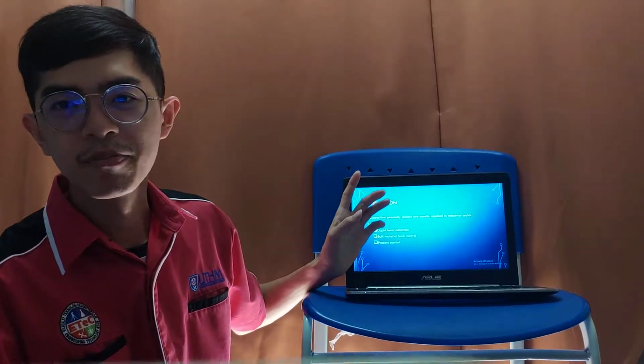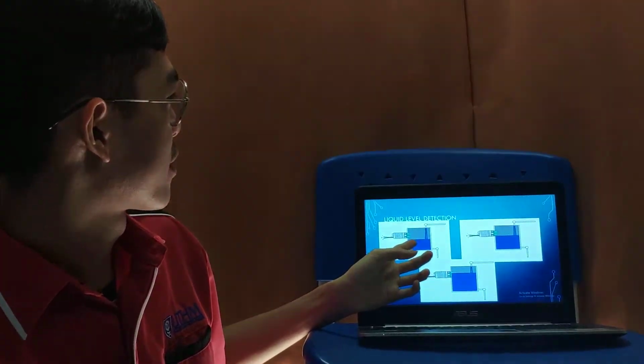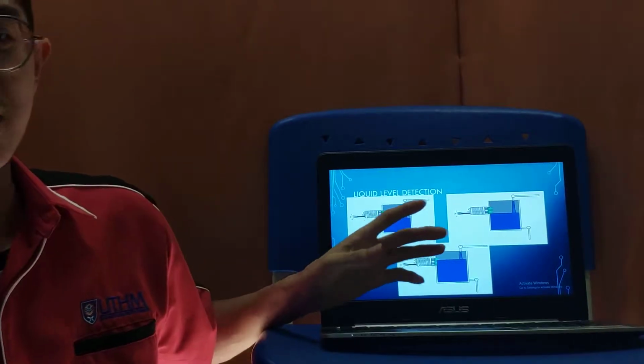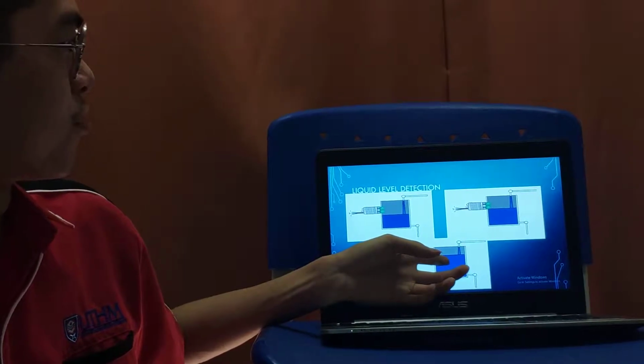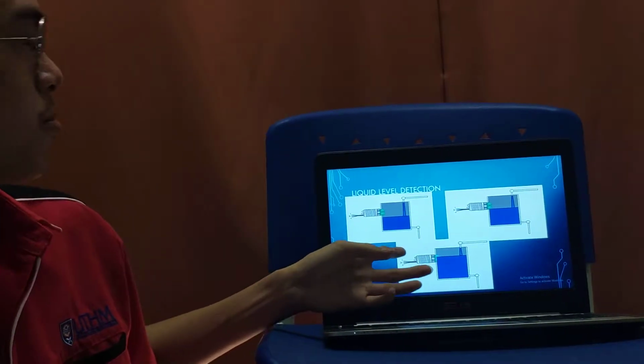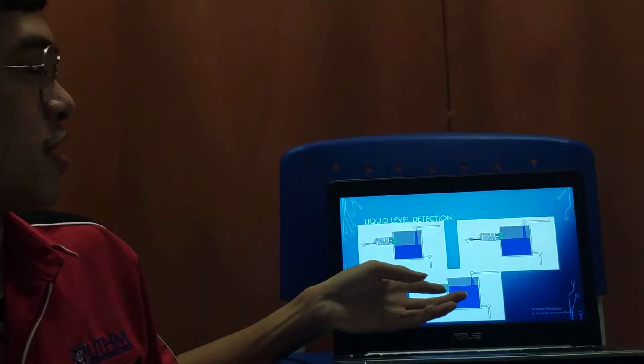Next, application of the capacitive proximity sensor. The capacitive proximity sensor is usually applied in the industry sector, for example, liquid level detection, bulk material level control, and process control. So next, this is the working of liquid level detection. When the water level increases and reaches the capacitive proximity sensor, the sensor will light up, indicating the water level is high.